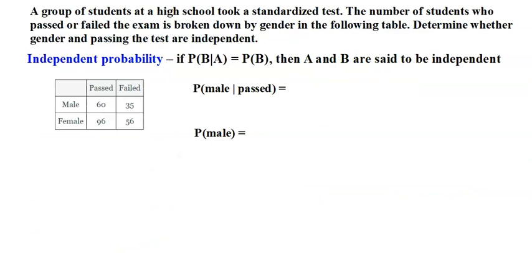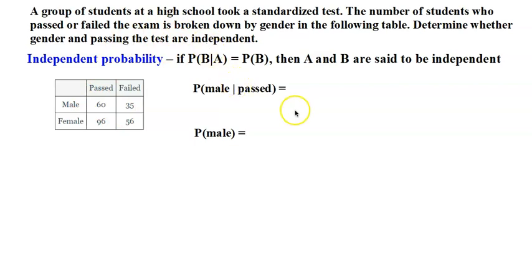On this one, a group of high school students took a standardized test. The number of students who passed or failed the exam is broken down by gender in the following table. Determine whether gender and passing the test are independent. All right, so I put the little rule up here: independent probability, if B given A is the same as the probability of B by itself. So does it matter what gender you are? Do you have the same probability of passing the test? Is it independent or dependent?